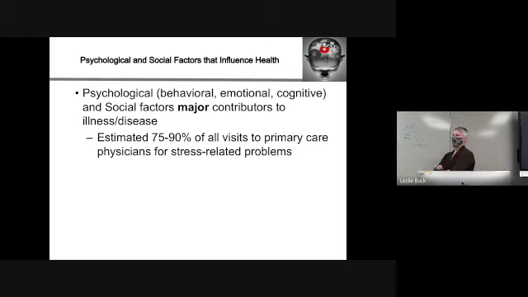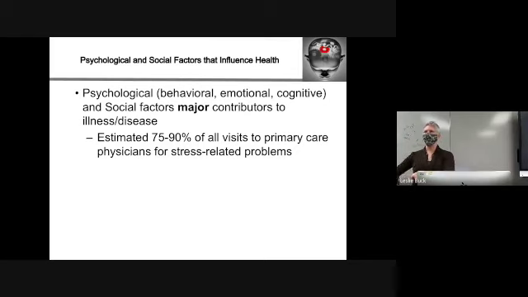It is estimated that 75 to 90% of all visits to your primary care doctor are for stress-related problems. Stress is why your immune system is not functioning well and why you keep getting sick. Stress is why that cold that passed through the rest of your family without really touching them has you laid up and dysfunctional.